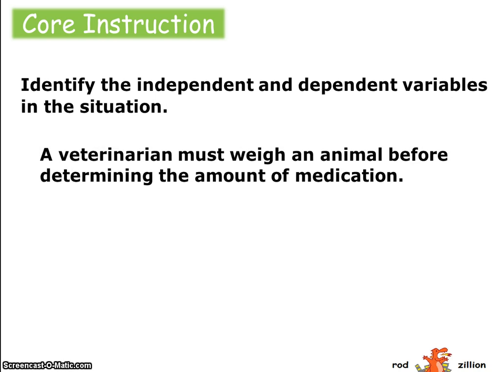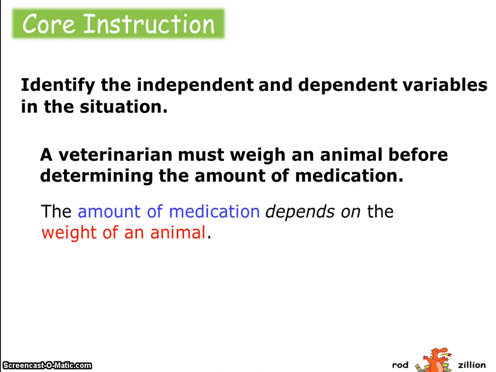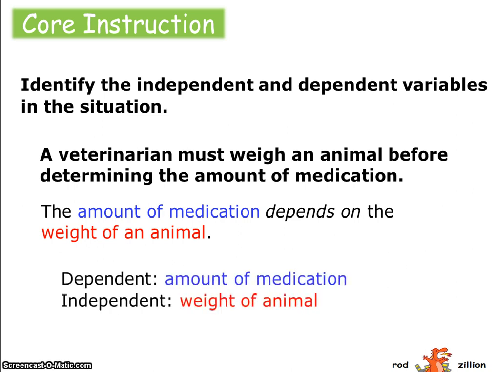A veterinarian must weigh an animal before determining the amount of medication. Well, the amount of medicine or medication depends on the weight of the animal. You wouldn't give a horse the same thing you would give a schnauzer, would you? So the dependent variable is the amount of medicine, whereas the independent variable is the weight of the animal.